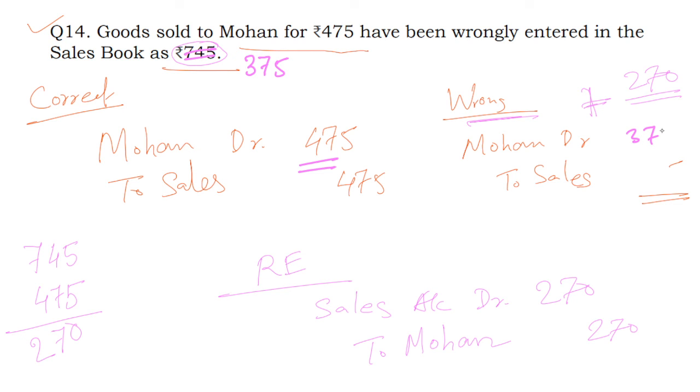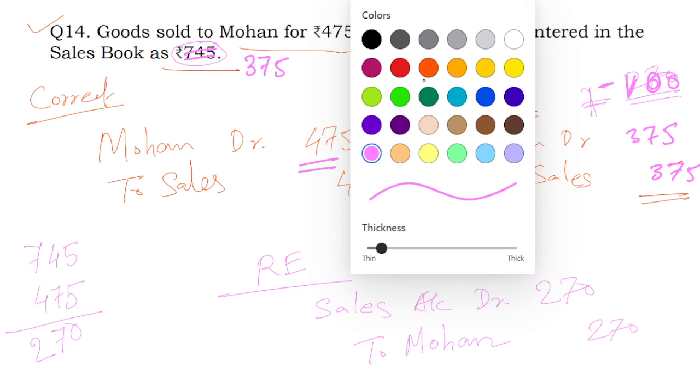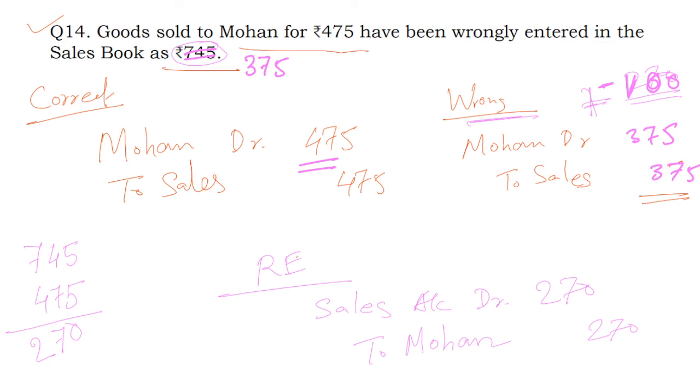What will we do? Here we have recorded 100 less. If at any point we find something recorded with a low value, meaning it is not recorded with the full value, say 100 rupees less, instead of 475 it is recorded as 375, that means we have to record that 100 rupees again.